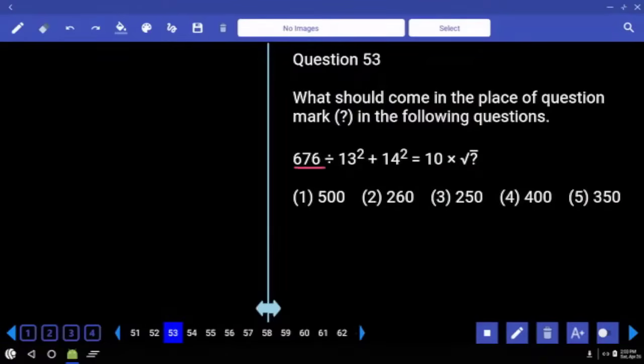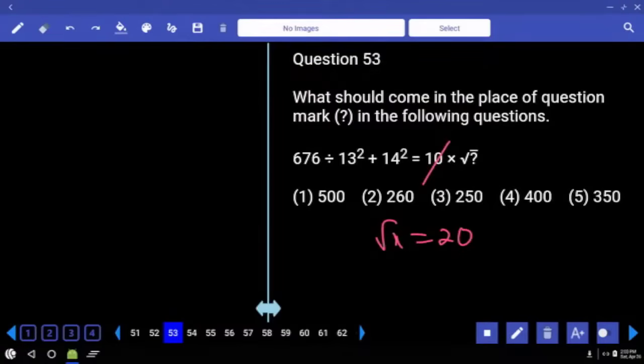676 can be written as 26 square. That can be written as 2 square into 13 square. Denominator 13 square cancelled. Got it? 14 square. 196 plus 4. Come on, 200. 0, 0 cancelled. Root x is equal to 20.